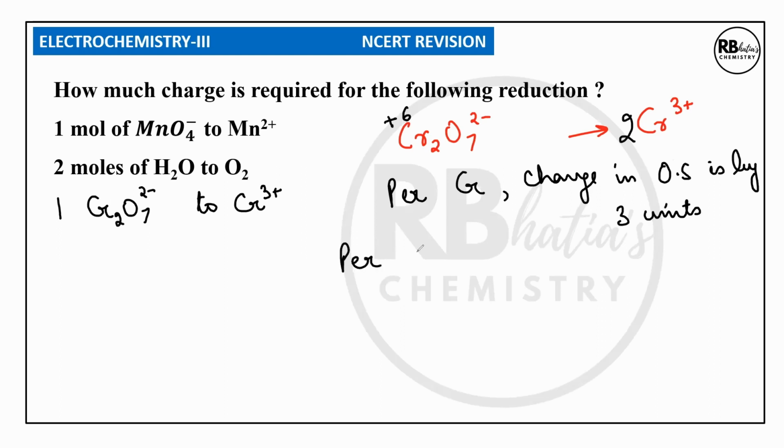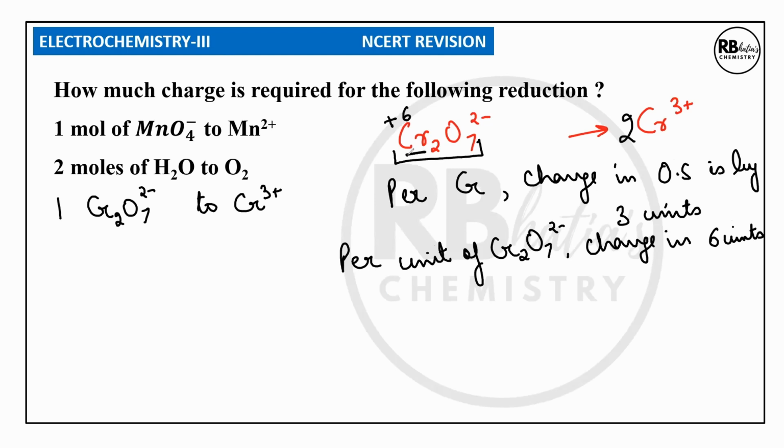So per mole of dichromate ions, change in oxidation state, or let us say instead of mole, let me first take per unit of dichromate ion, change in oxidation state is going to be by 6 units. Why 6 units? Each dichromate has 2 chromium. Each chromium is showing a change from plus 6 to plus 3. So per mole or per single unit of dichromate, the change in oxidation state is going to be by 6 units.